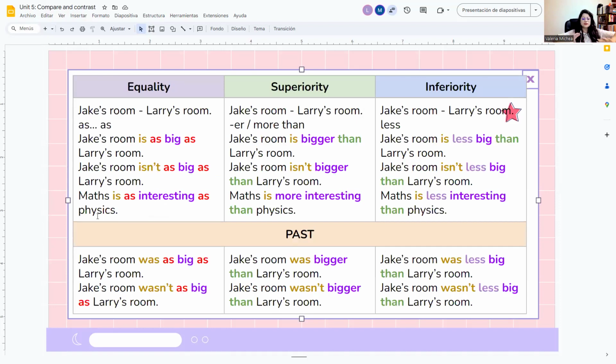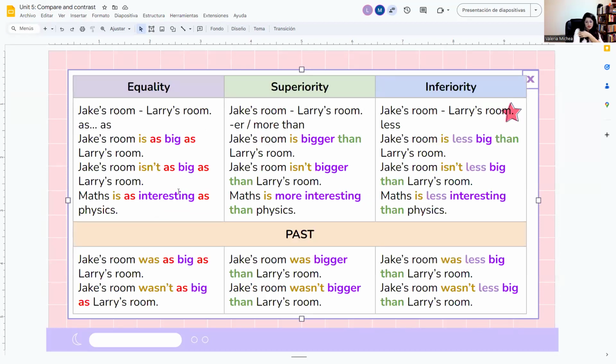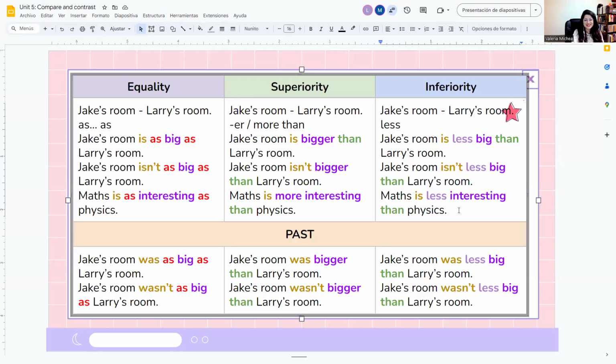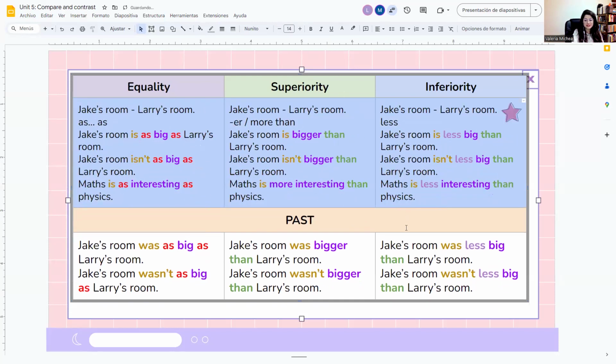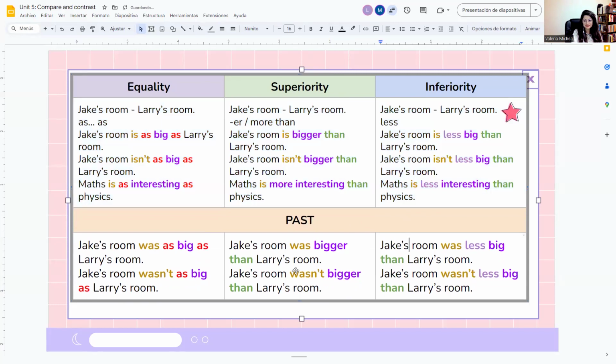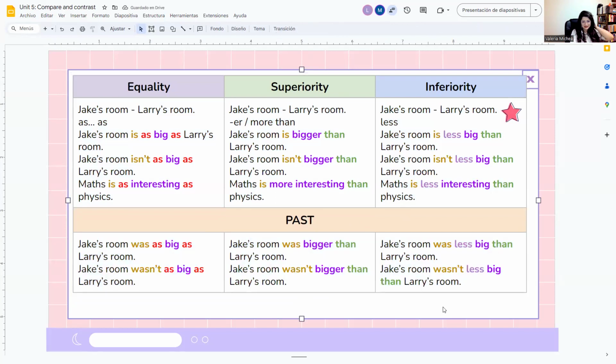All right, so what I told you is that we start with the basics like ER, but we have other ways of making comparatives. Now my slide is full of things. I don't like it anymore. But these are the examples that we created last class. Maybe if I make it a little smaller, because it's a little messy. Okay, maybe like this it's not as full. All right, so what do we have? We have equality, superiority, and inferiority. 3 ways of making comparisons.